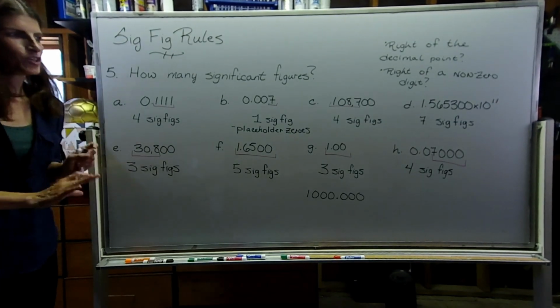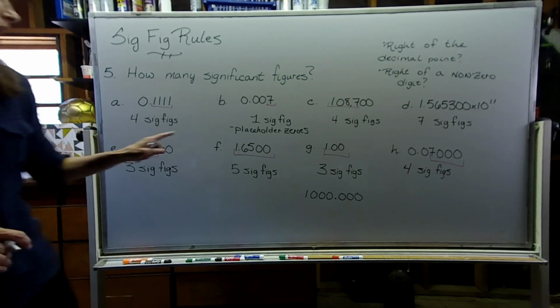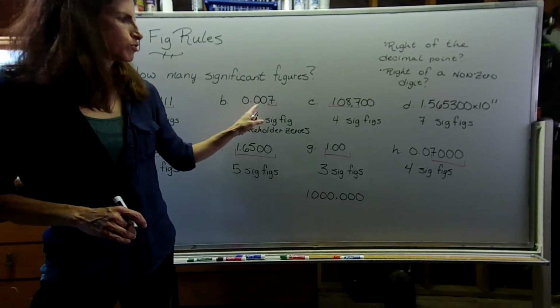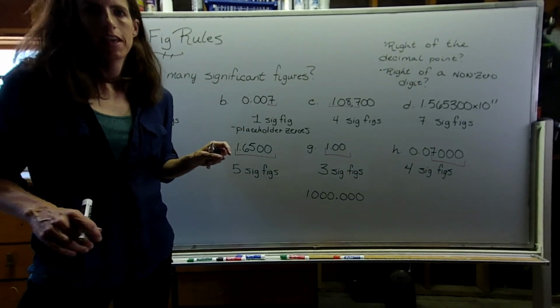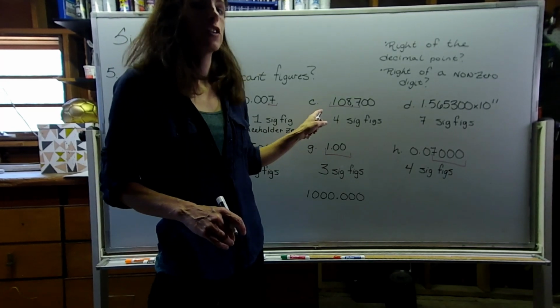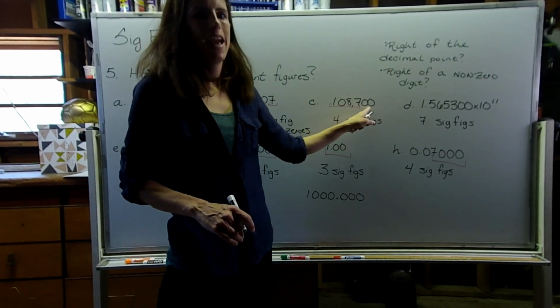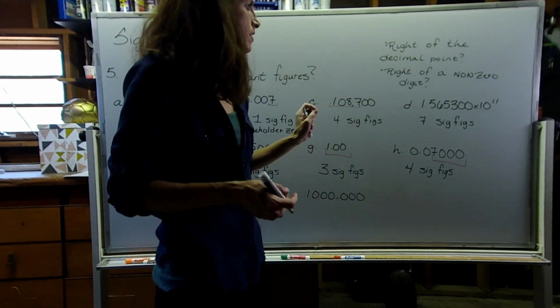So hopefully you got most of the answers right. I made a note here. These are placeholder zeros out front, and that's why we only have 1 sig fig in letter B. We have some more placeholder zeros in letter C, except they come at the end. And remember that sandwich zeros always count towards your sig figs.